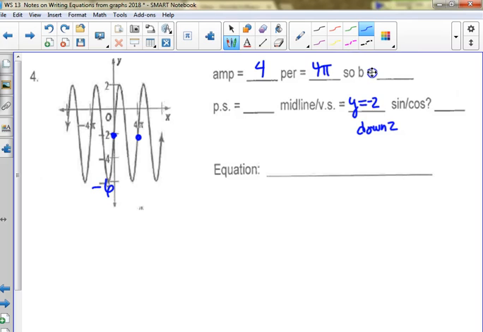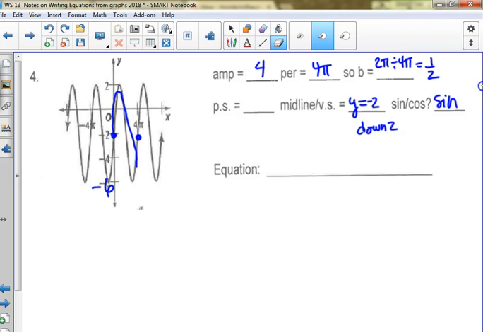Reagan? 2 pi divided by 4 pi is plain old 1/2 for B. Shape and or phase shift. What do you want to go with? If we call it a sine, what does that mean? We don't. Did you just say phase shift? No, not at all. No phase shift. Okay.